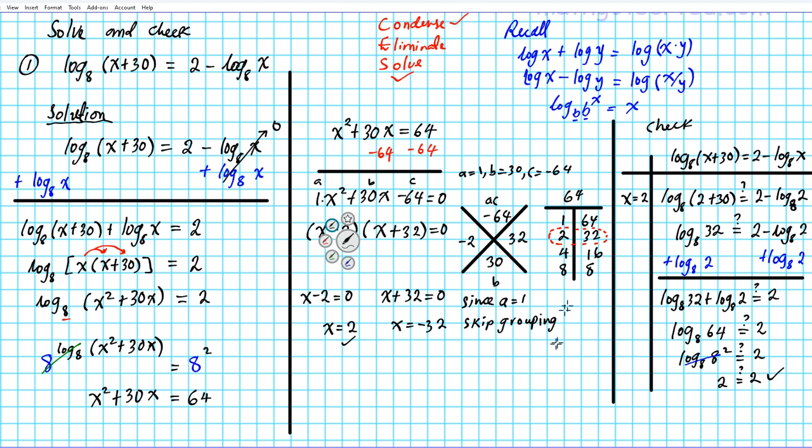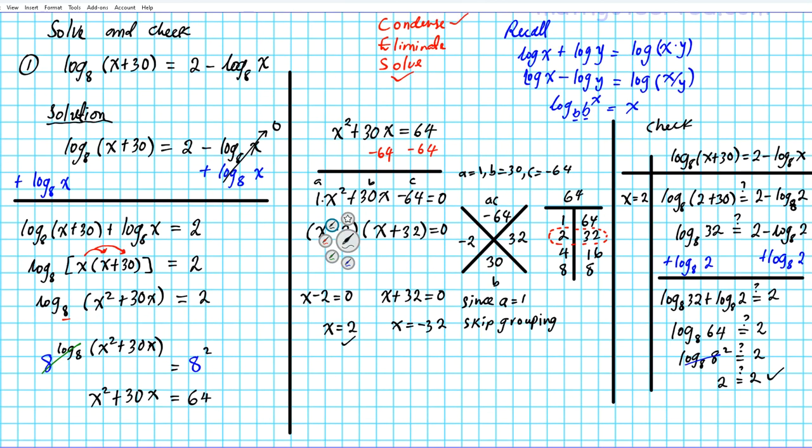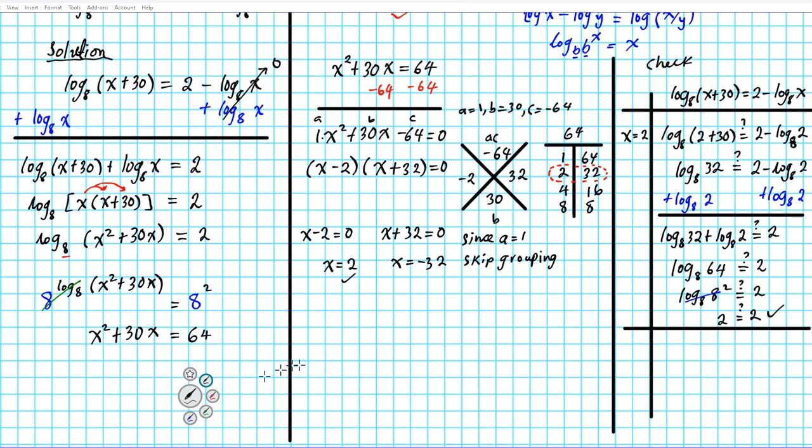Now let's test out the second one. Looks like there might be a problem here because it's negative, but you never know yet. So let's plug it in and see if it works out. For the second part of our check, we're using x equals negative 32. We have log base 8 of negative 32 plus 30. Is it equal to 2 minus log base 8 of negative 32?